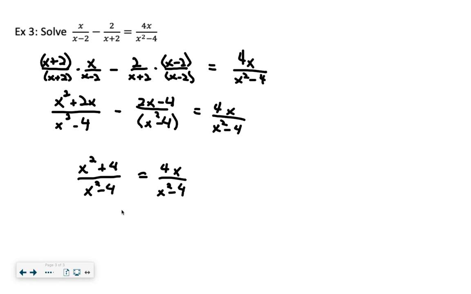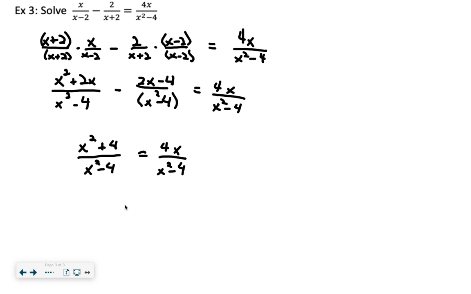Now, here is a slightly different situation that can save us some work. Since I have one fraction equal to one fraction, I could cross multiply and solve. But I have the exact same denominator on either side here. If that occurs, I can just take the numerators and set them equal to each other. Okay? Only if I have the exact same denominator on both sides, then I can set the numerators equal. So I would just have x squared plus 4 equals 4x.